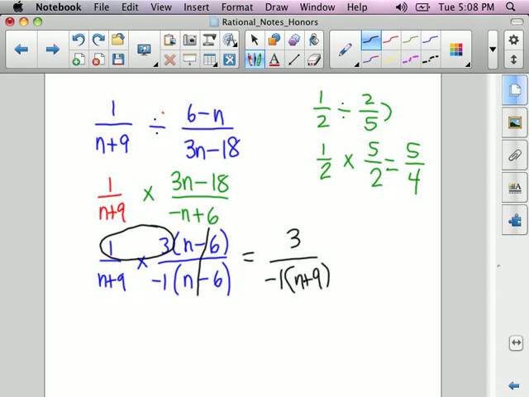This would be a totally fine answer if you wanted to leave it. If you wanted to distribute, you could. If you wanted to move the negative up top and make it -3 over just regular n plus 9, that's fine too. For our restrictions on this one, we have n can't equal -9, n can't equal 6, and I believe that is it. Those are our two values. So that is multiplication and division.